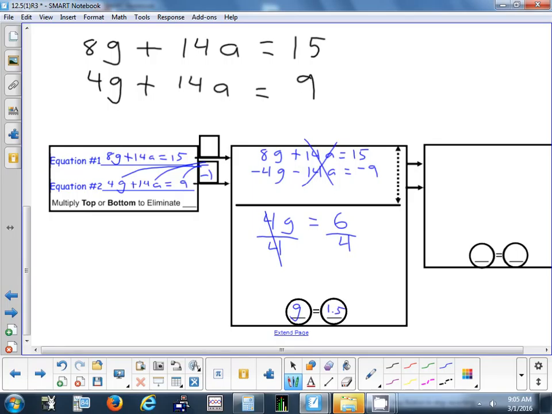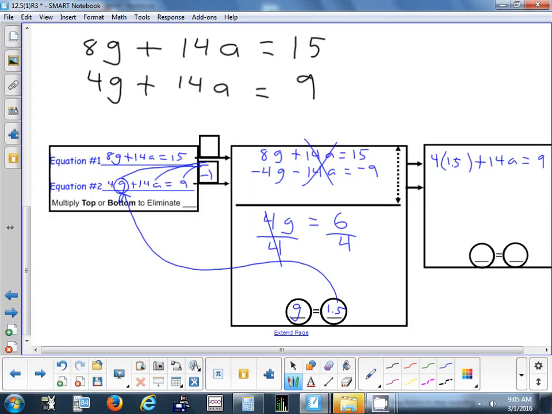Okay, what's the last thing I still need to find? I've got the weight of the grapefruit. I need the weight of the apples. Okay. I'm going to plug into my bottom equation because the numbers are a little smaller. 4 versus 8. So fill in right there. All right, what are we going to fill in for G? 1.5. Yep, good, 1.5. Okay. Plus 14a equals 9.